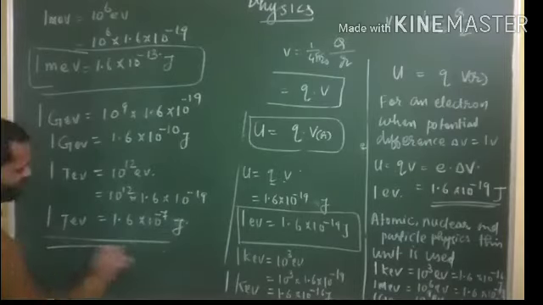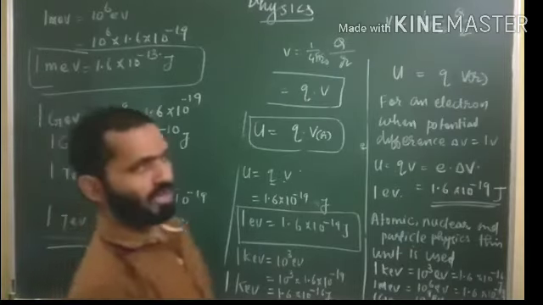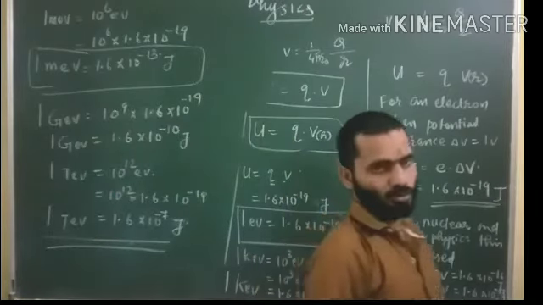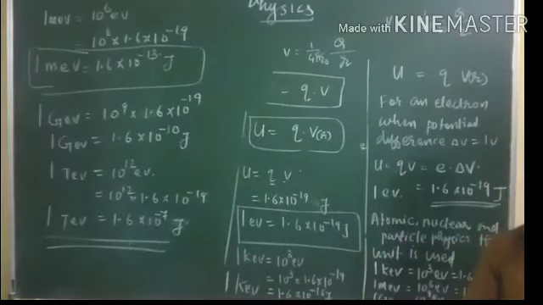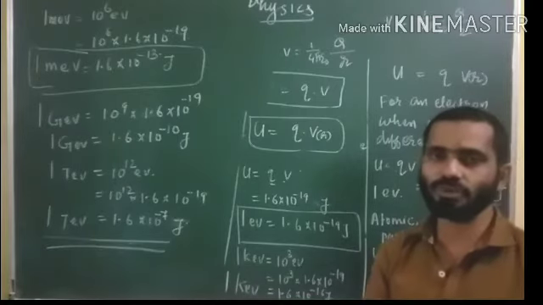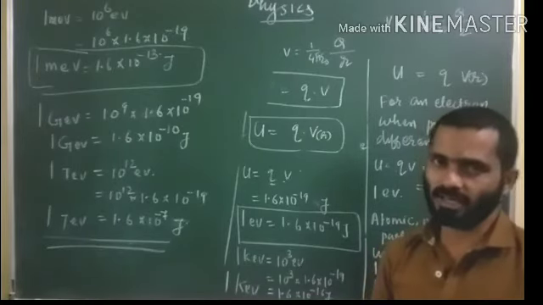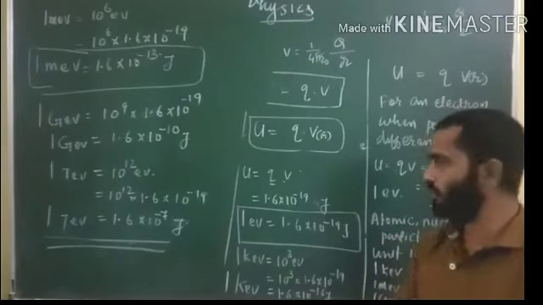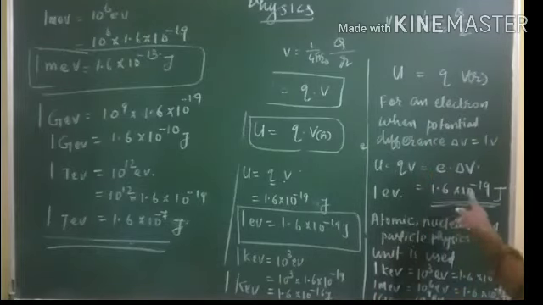So these are some units. These units are very important, students. I told you, when we are discussing atomic level physics or nuclear level physics or particle level physics, the energy unit we commonly use is the electron volt. 1 electron volt will be equal to 1.6 into 10 to the power minus 19 joule.